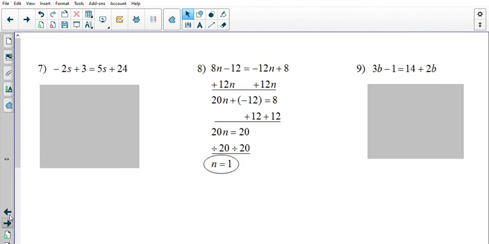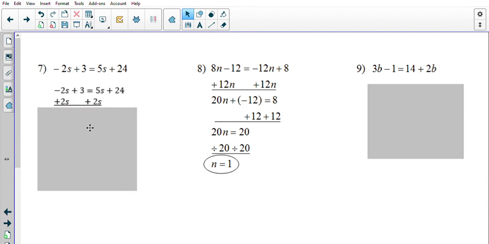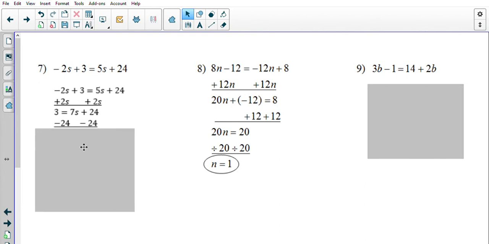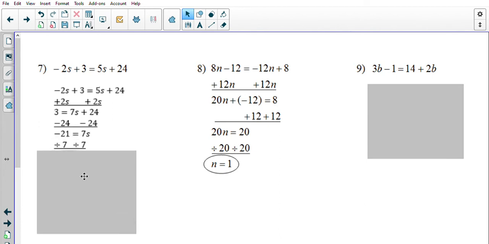All right, let's go ahead and take a look at number 7. No need to add the opposite here. I've got a negative 2s and a 5s. Negative 2s is smaller. Since it's negative, I would add 2s to both sides. That's going to leave me with 3 equals 7s plus 24. Now it's just a two-step equation. Let's subtract 24 from both sides. We'll get negative 21 equals 7s. Divide both sides by 7. We get finally negative 3 equals s.